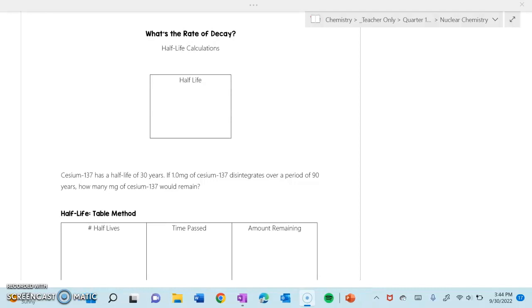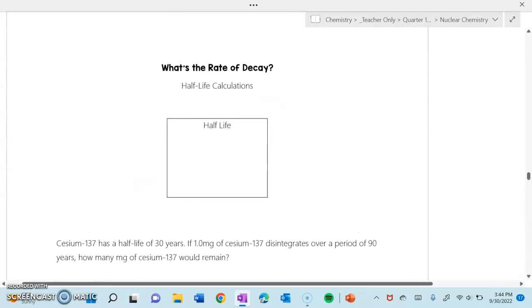When we're talking about radioisotopes and radioactivity, we are always talking about a large nucleus becoming smaller through decay. And we are going to spend today looking at how we quantify the rate at which different radioisotopes decay.